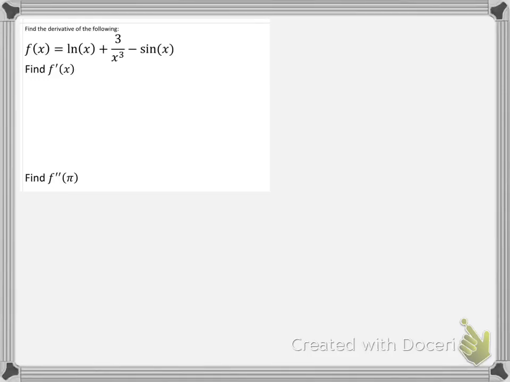In this problem, you've been asked to find f prime, which is the first derivative. So from our notes and from our cheat sheet of derivatives, we know the derivative of ln of x is 1 over x. We know that to be able to take the derivative of 3 over x cubed, we should write this as 3 times x to the negative 3 power.